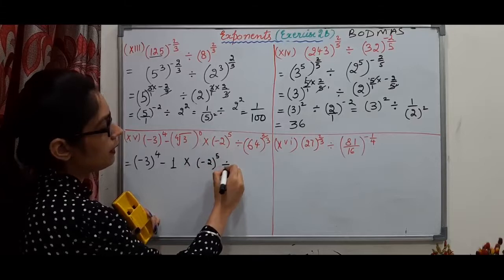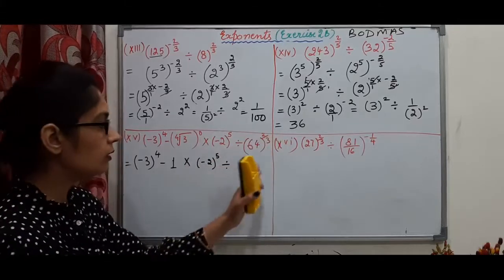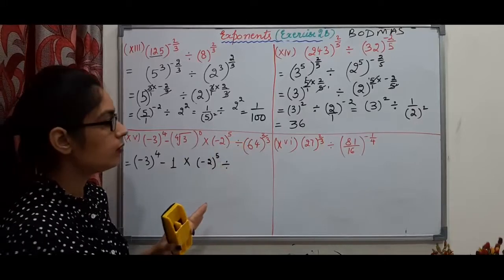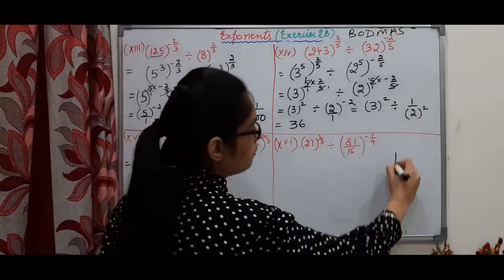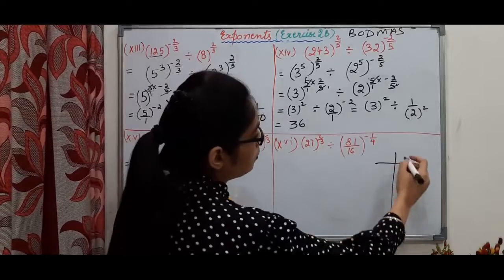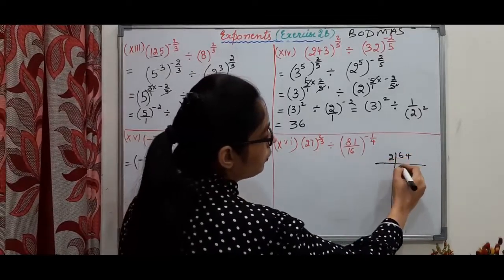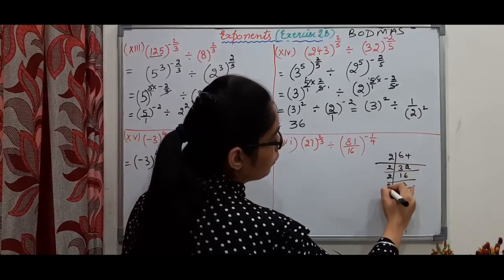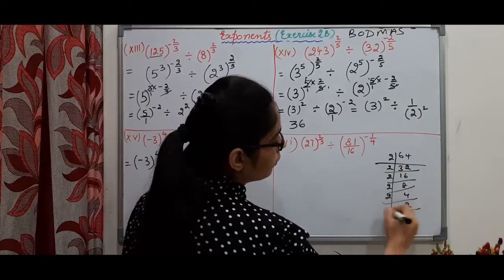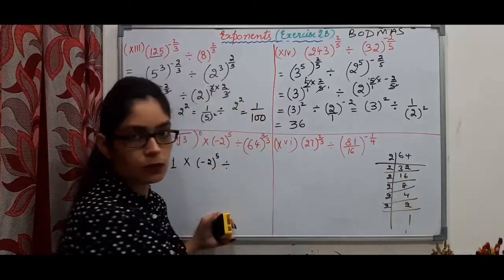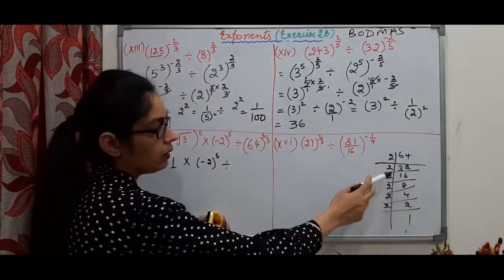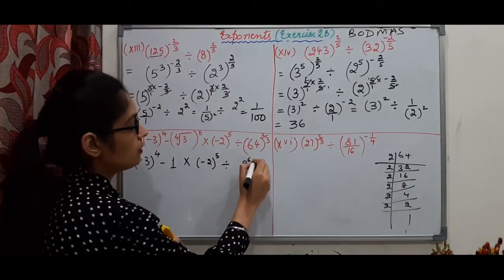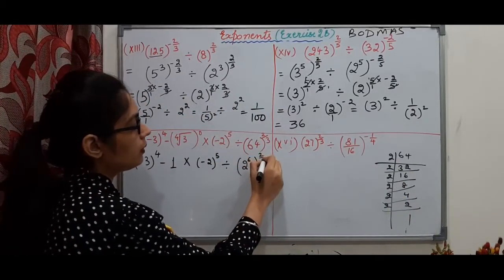Minus 3 raised to power 4 minus 1 into minus 2 to the power 5 divided by 64 to the power 2 by 3. See, this power is in fraction and this is a big number, so we can write it in its exponential form. 64 we can write as 2 into 32, 2 into 16, 2 into 8, 2 into 4, 2 into 2 and 2 into 1. How many times 2? 1, 2, 3, 4, 5, 6. So it means 2 to the power 6, whole power 2 by 3.